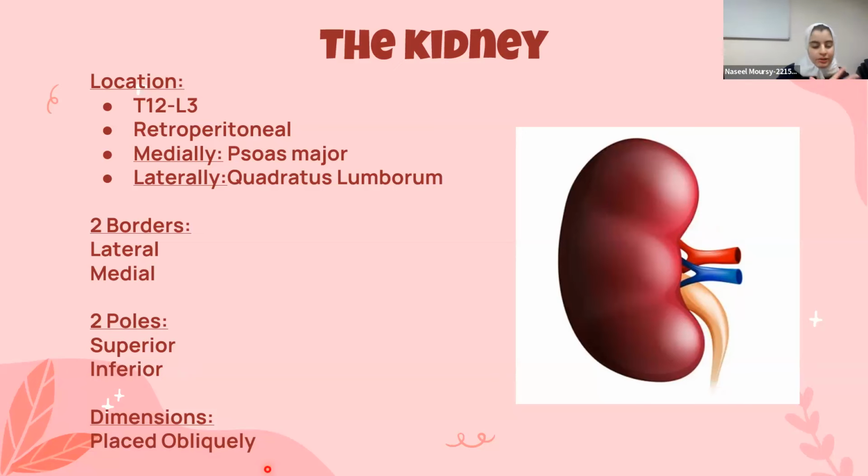Now, there was this thing about dimensions. What they're basically talking about is how it's placed in the body. So the kidneys are not vertical. They're kind of laying to the side of it. Okay, so it's placed obliquely.